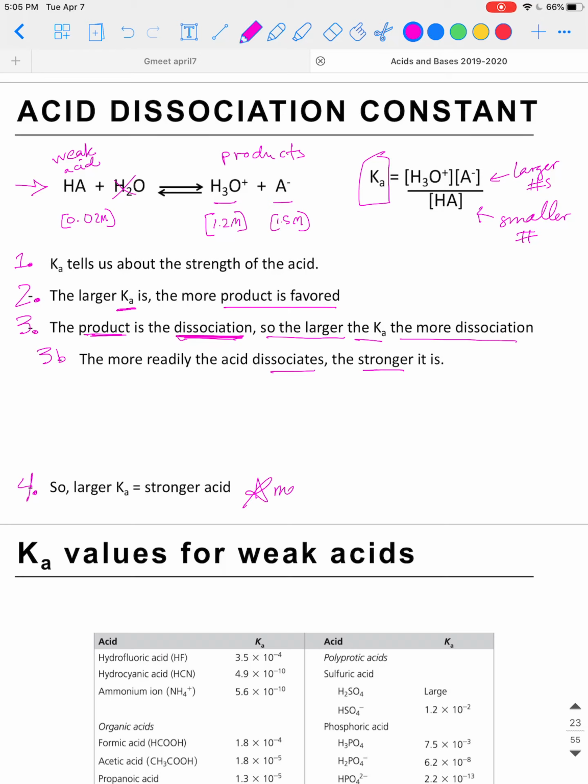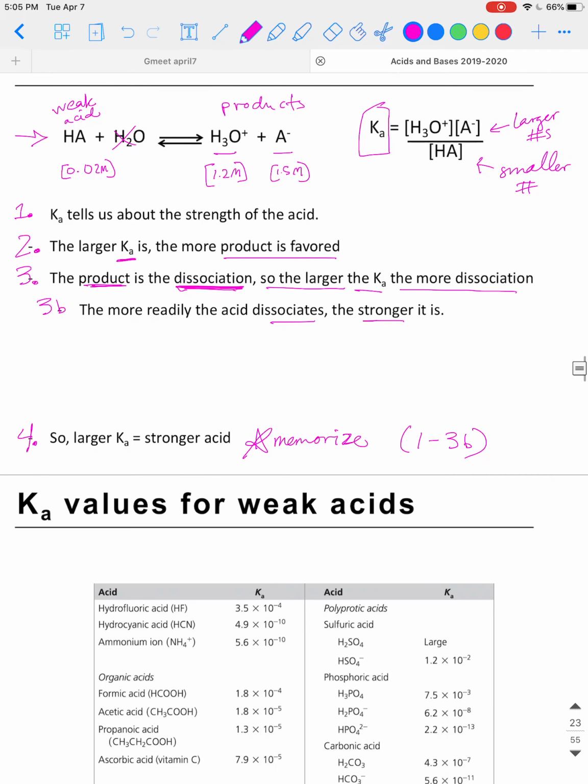Okay, this one I would memorize. This is a good relationship to know. It's just the summary of points 1 through 3b. The larger Ka, the stronger the acid. Points 1, 2, and 3 are explaining why and how we get to this relationship. All right.